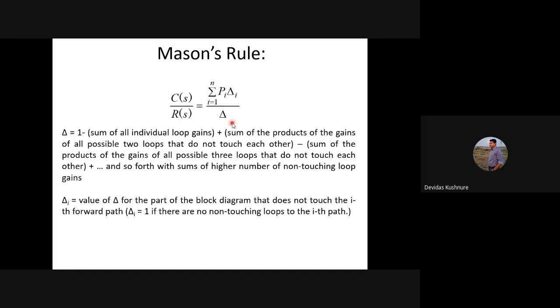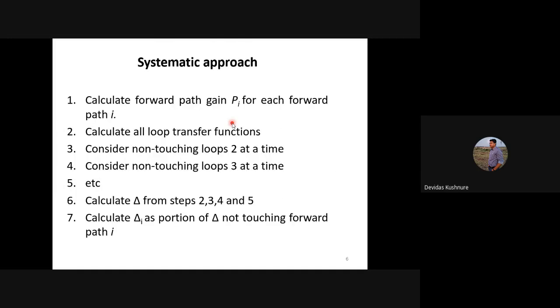So for calculating Pi, delta i, and delta, this is the systematic procedure to follow to calculate the transfer function of the system. First of all, we have to confirm the number of forward paths in the signal flow graph, and calculate the gain of each forward path. That is called Pi. Let's say i equals 4, then we get P1, P2, P3, P4, and so on. So we calculate the gain of the forward paths.